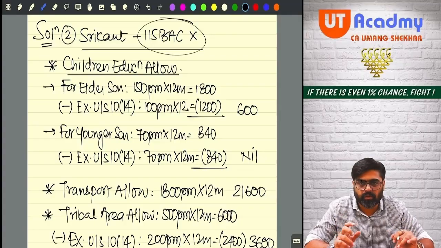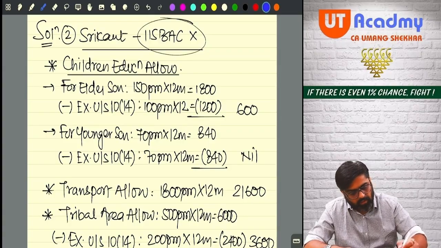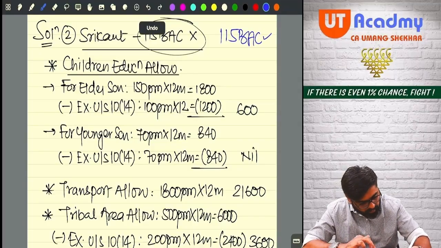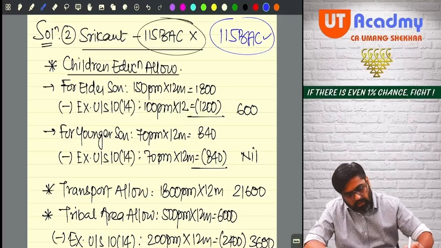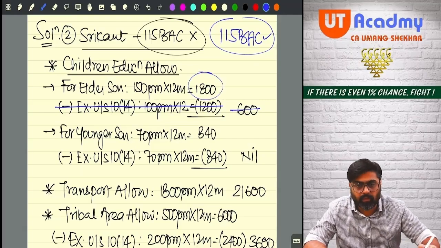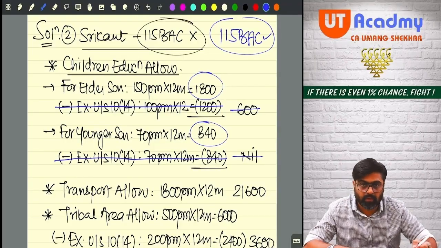will he get exemption for children education allowance? No. In that case, please pay attention here. Now the blue color: 115BAC is followed. Then this exemption will not be available. Then the entire 1800 will be taxable. Done. This exemption will not be available. The entire 840 will be taxable.